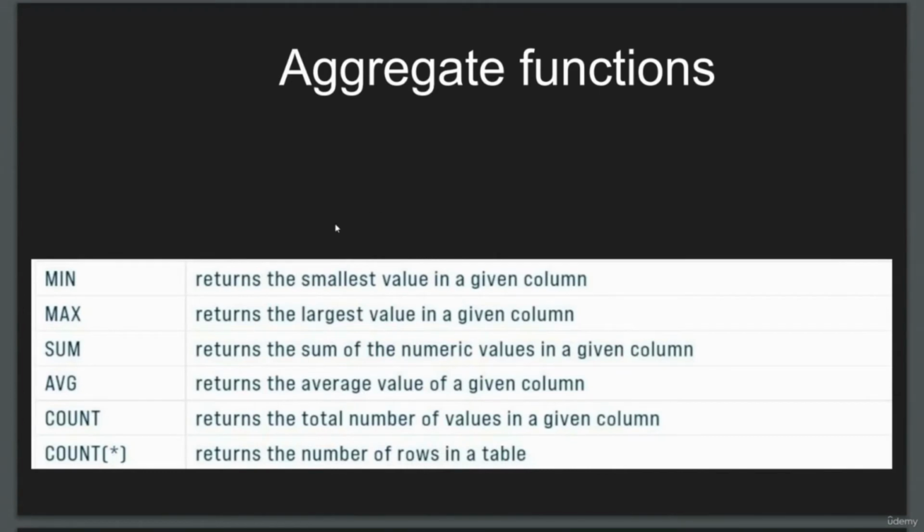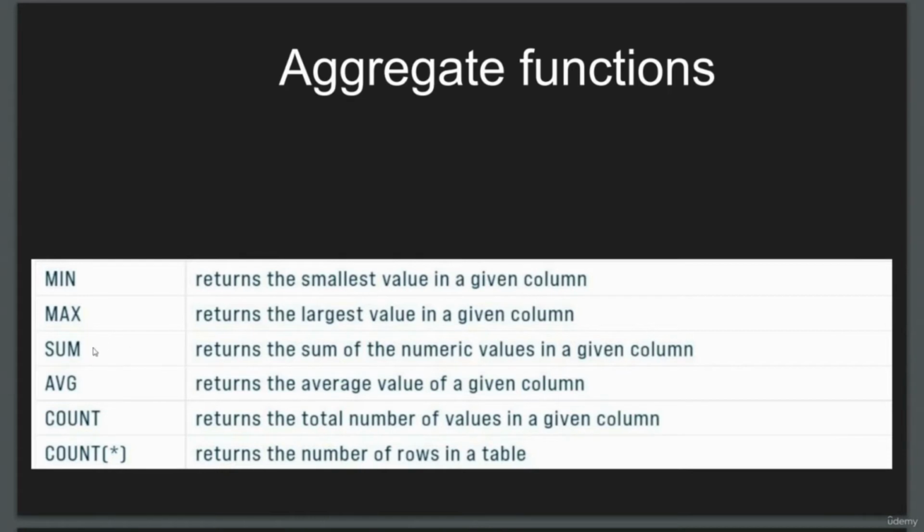So here you can see that we can use different kinds of aggregate functions like min. It generally returns the smallest value in a given column. So when we use min, it gives us the smallest value of the entire column. Then we have max. Max generally returns the largest value in a given column. Suppose we have the highest number 100, it will return us the 100.